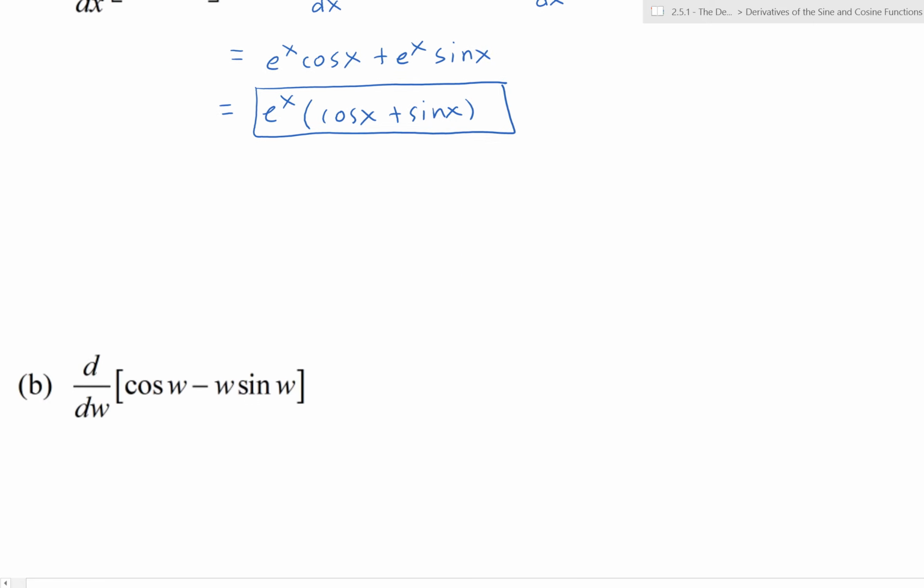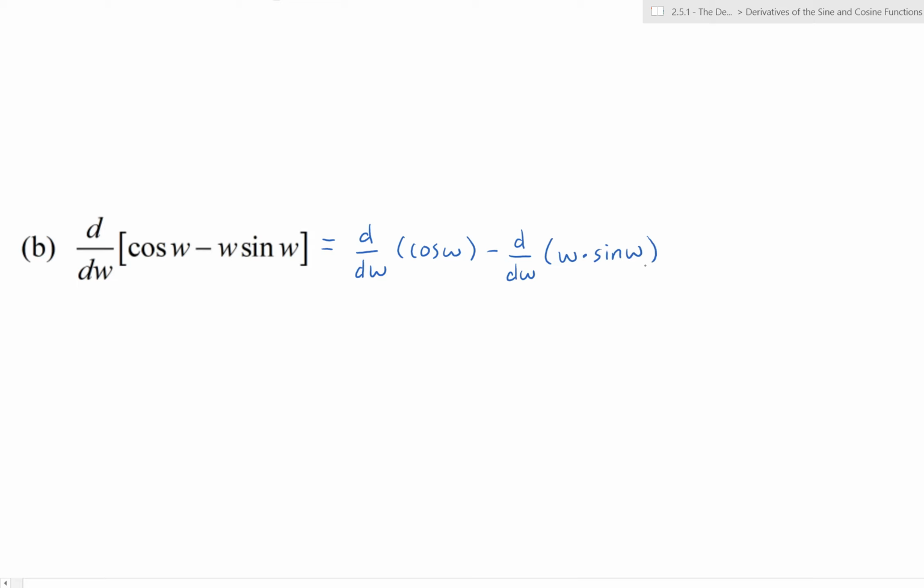Let's do another one. How about this one? The derivative with respect to w now of cosine of w minus w times sine of w. So first take note that this is the same as d/dw of cosine w minus d/dw of w times sine of w. So I'm just using the difference rule for derivatives in that first step. Now, the derivative of the cosine of w with respect to w is, of course, negative sine of w that we just concluded. So this is going to be a negative sine w.